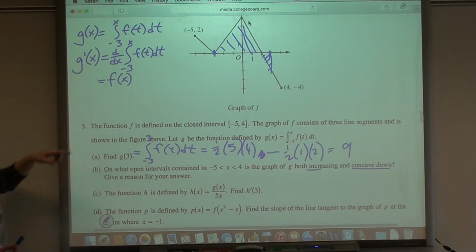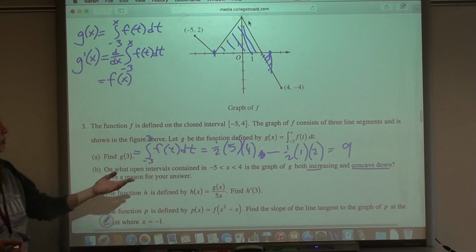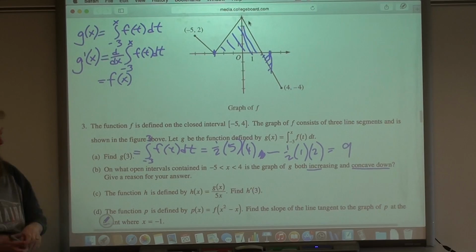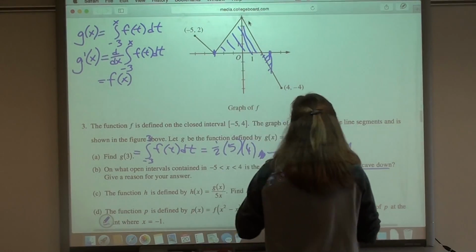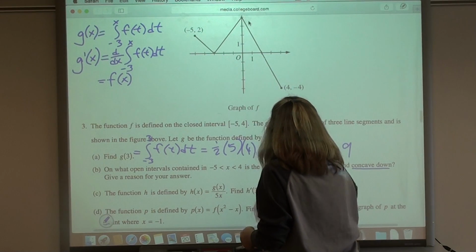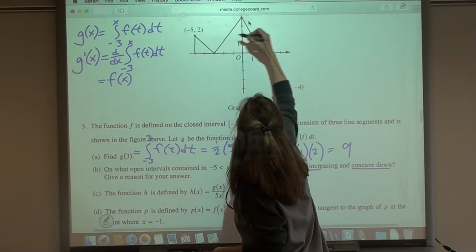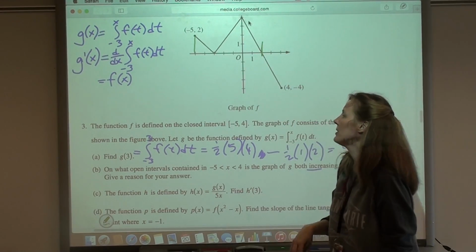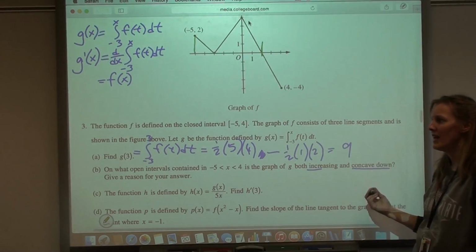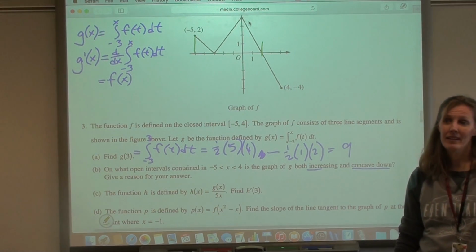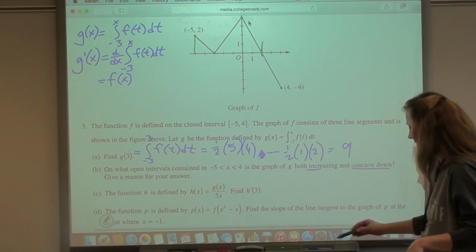So g prime equals f, which means if we want to know where g prime is positive, we're looking for where f is positive, right? All right, so f is positive wherever it's above the x-axis. So f is positive from -5, from here to here, right? So anywhere in there. But then it also has to be concave down. So how do we know when something's concave down? Second derivative is negative, right?